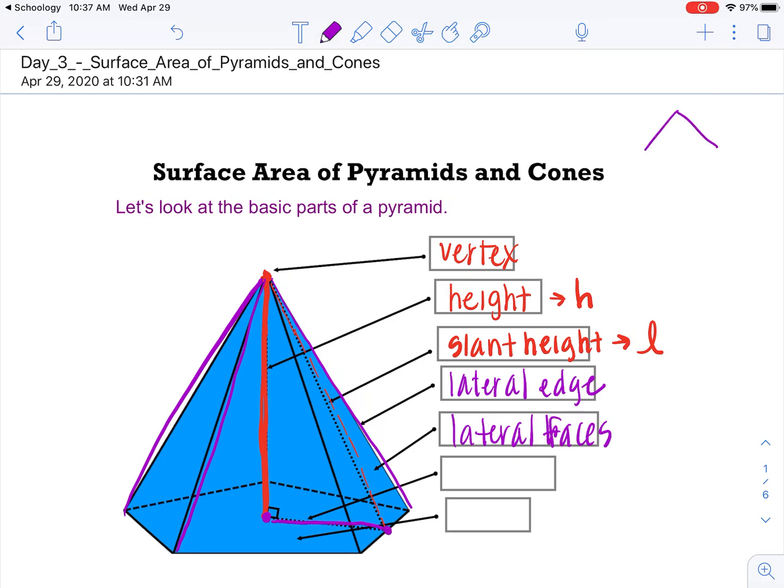If you wanted to draw this pentagon here, it's asking what's this called right here. You know what that's called. It's called an apothem. And then last but not least, this arrow right here is pointing to the bottom, which is the base. Okay, so that's your vocab for your basic parts of a pyramid.